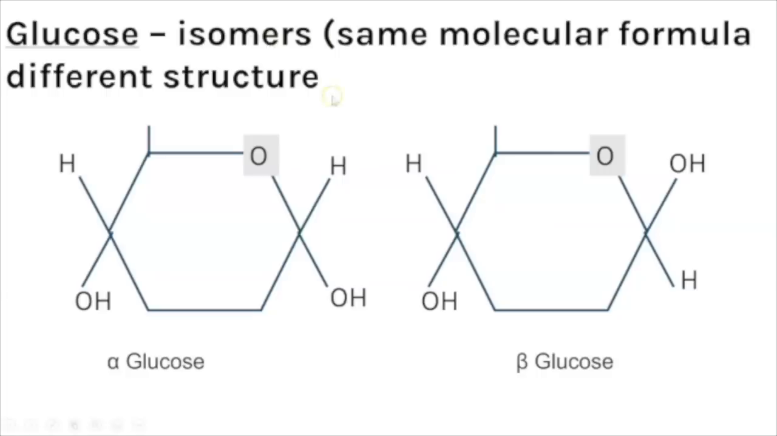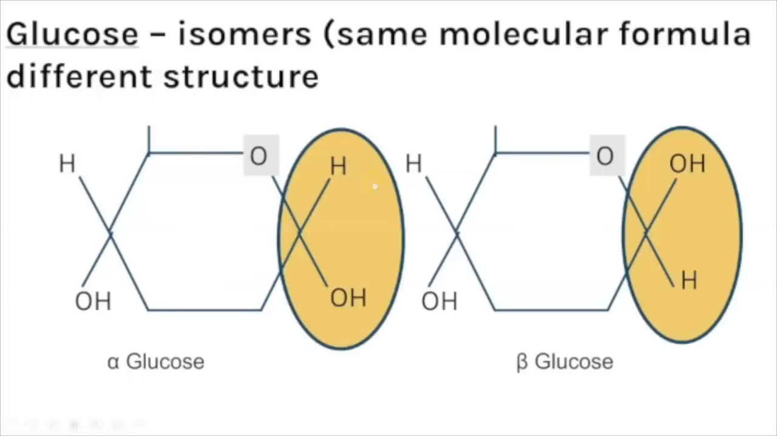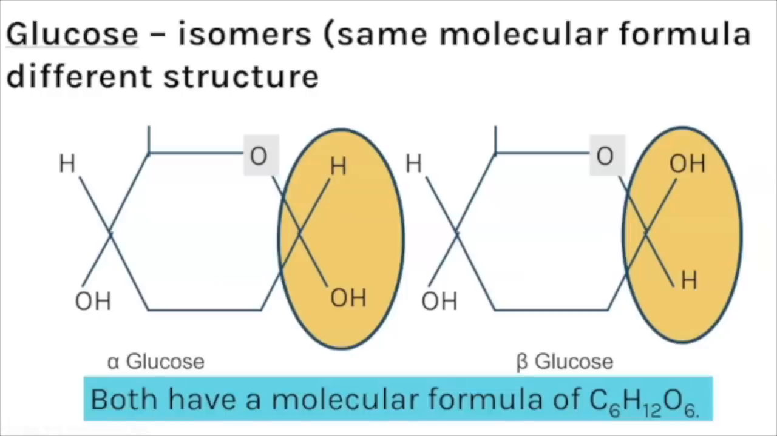which is when you have the same molecular formula, but there is a different structure. And the key differences I'll just highlight here. So for alpha glucose, on the carbon 1, which is the carbon that would be in this position, you have the hydrogen atom on top and the hydroxyl group on the bottom. For beta glucose, the only difference is those swap around. So the hydroxyl group's on top and the hydrogen atom is on the bottom.